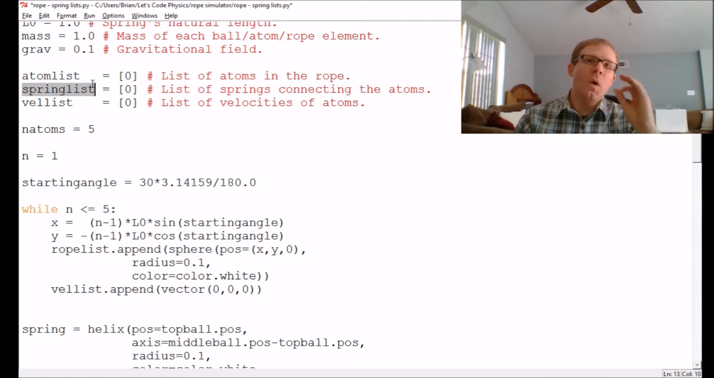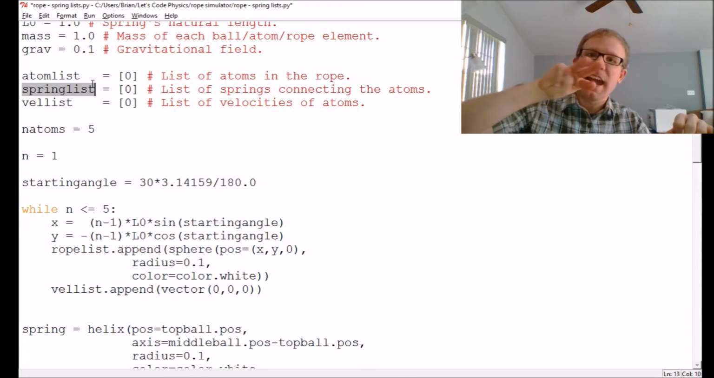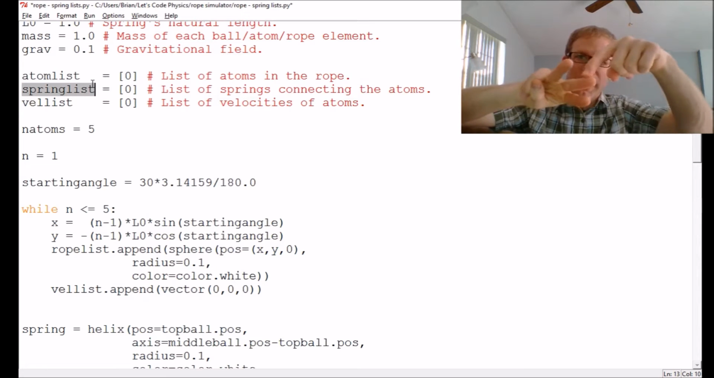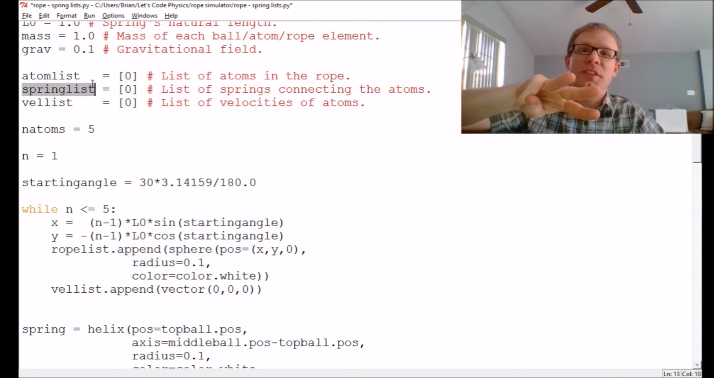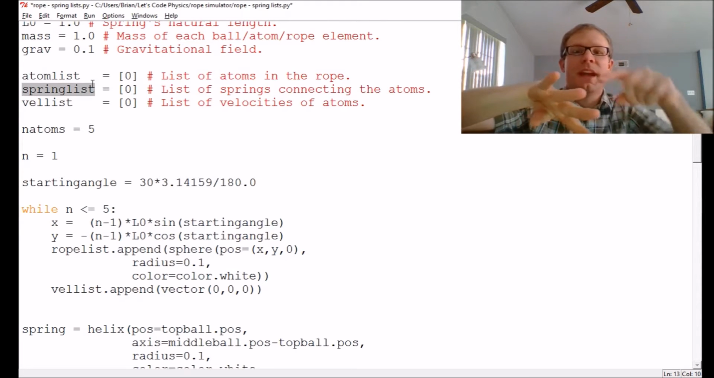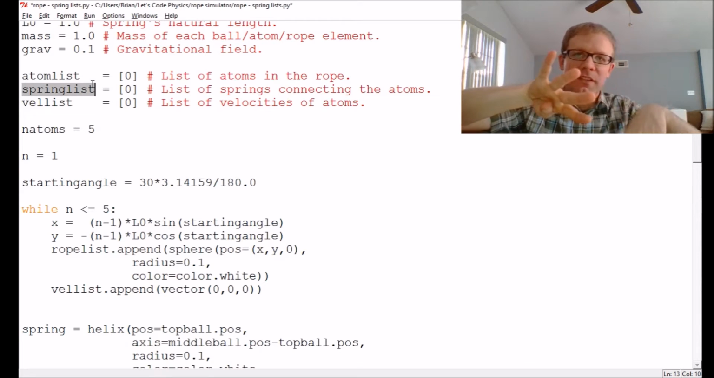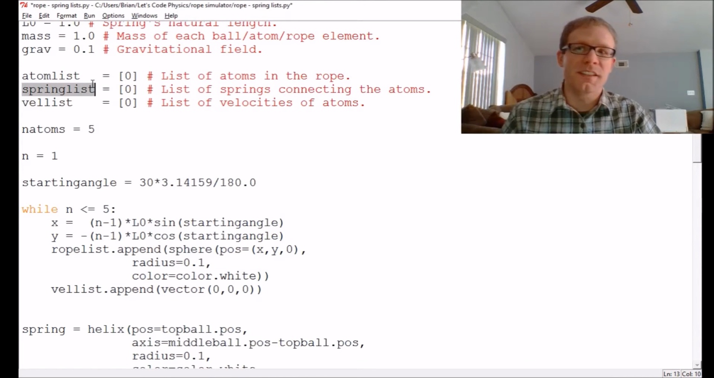Because there's one fewer springs than there are atoms, right? So if I have a 3-atom rope, I've got a spring between these two and a spring between these two. So 3 atoms makes 2 springs. If I have a 4-atom system, I have a spring between these two, a spring between these two, and a spring between these two. So that creates a 3-spring system.